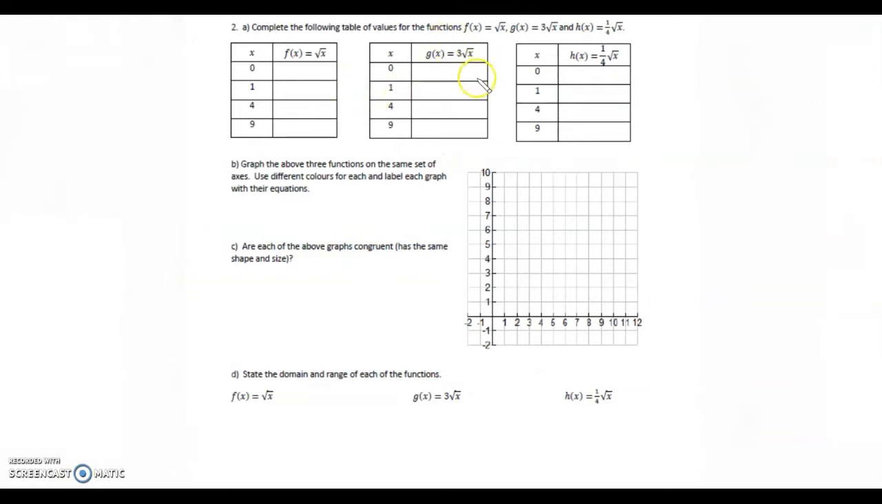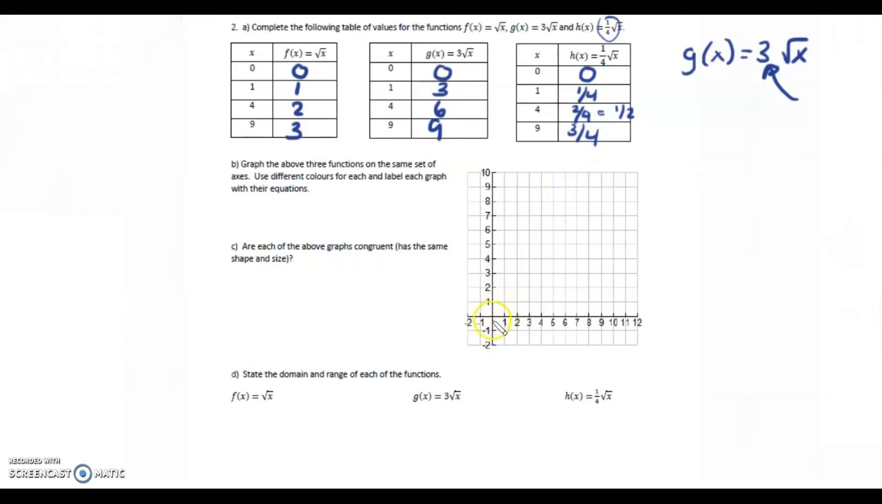Okay, so we're going to do the same idea, but for the root x function. In the base function or the parent function, the points are (0, 0), (1, 1), (4, 2), (9, 3). So if we did g(x) = 3 root x, then we're multiplying every single y by 3. So 0, 3, 6, 9. And if we did the same thing for h(x), except with a quarter, we would have 0, a quarter, 2 quarters, which is a half, and then 3 quarters.